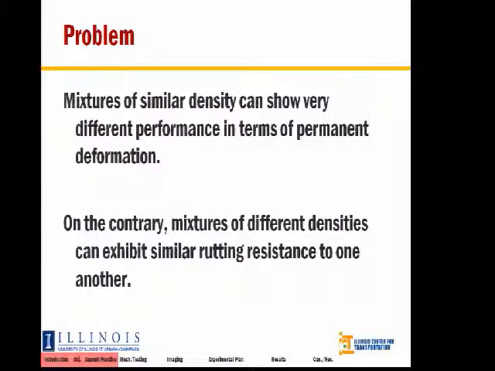So what is the problem with this current mixed design method, now that we've summarized the method? Again, with everything being density-based, we can see that mixtures of similar density actually show very different performance in the field. Yet we are targeting the same density, regardless of mixture type. On the contrary, mixtures of different densities can exhibit very similar rutting resistance in the field. So where is the direct connection between density and performance in the field, specifically relevant to resistance to rutting, or that permanent deformation like we saw in the photograph?